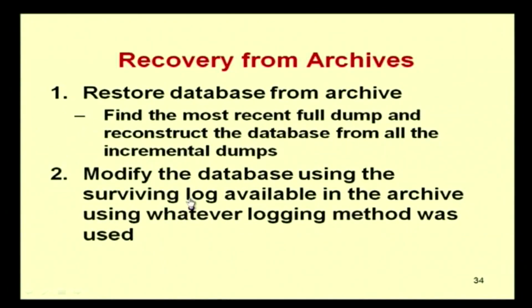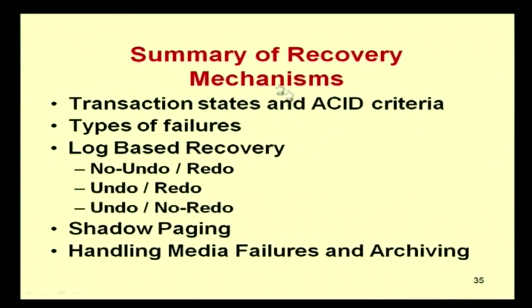So, how do you recover using these archives? Restore the database from the archive: find the most recent full dump and reconstruct the database if it is an incremental dump. Then modify the database using the surviving log available in the archive itself and using whatever logging method was used previously. If you look at the summary of the recovery mechanisms, you have transaction states and ACID, and types of failures. You have log-based recovery: no undo/redo, undo/redo, undo/no redo, and then shadow paging. For media failures we use archiving and backup.